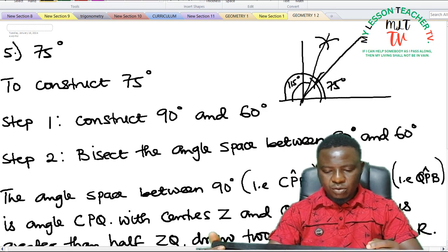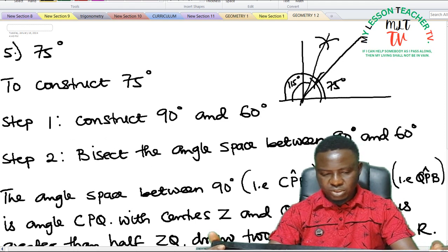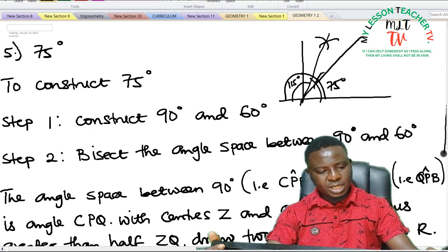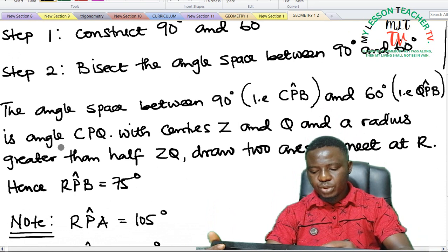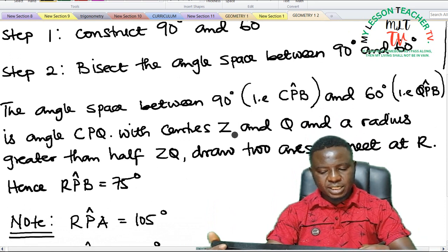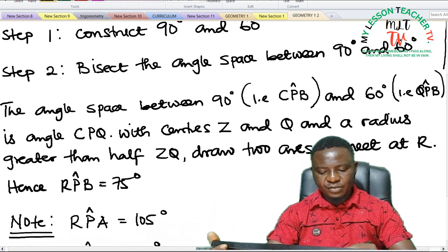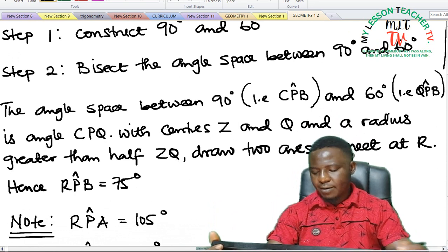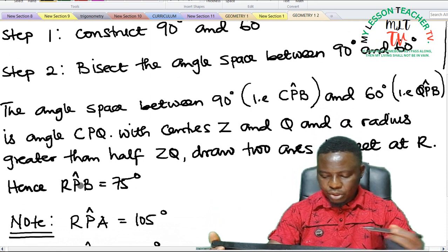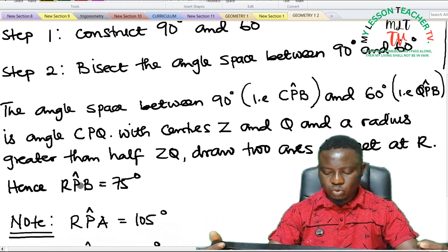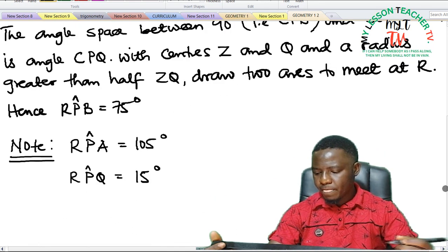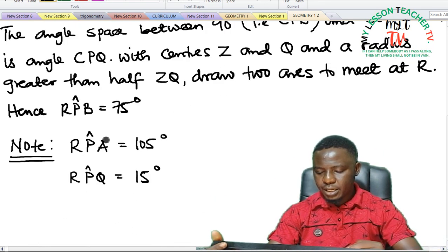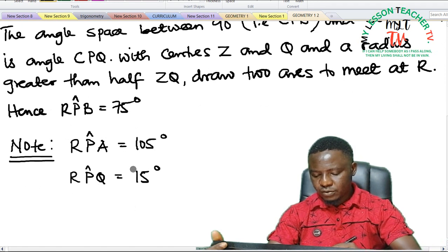So you have to construct angles 90 and 60 degrees. Bisect the angle space between 90 degrees and 60 degrees. The angle between 90 degrees and 60 degrees is angle CPQ with center Z and Q and a radius greater than half ZQ. Draw two arcs to meet at R. Hence, RPB is equal to 75 degrees. Also, note that RPA is 115 degrees and RPQ is equal to 75 degrees.